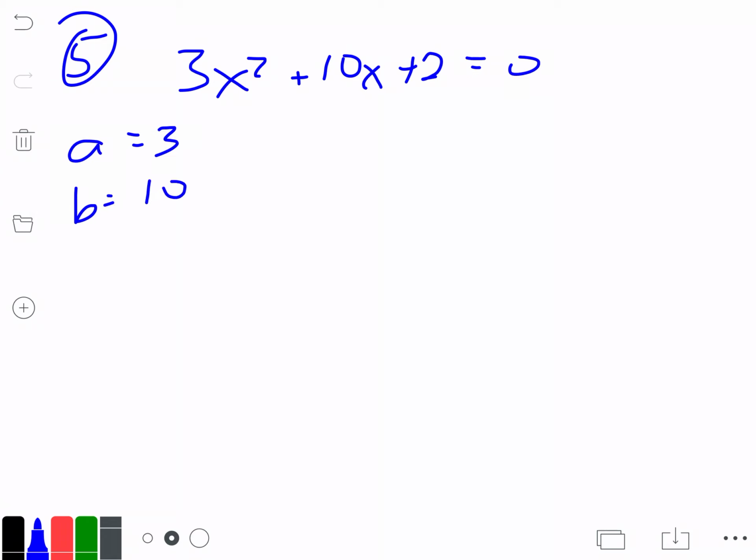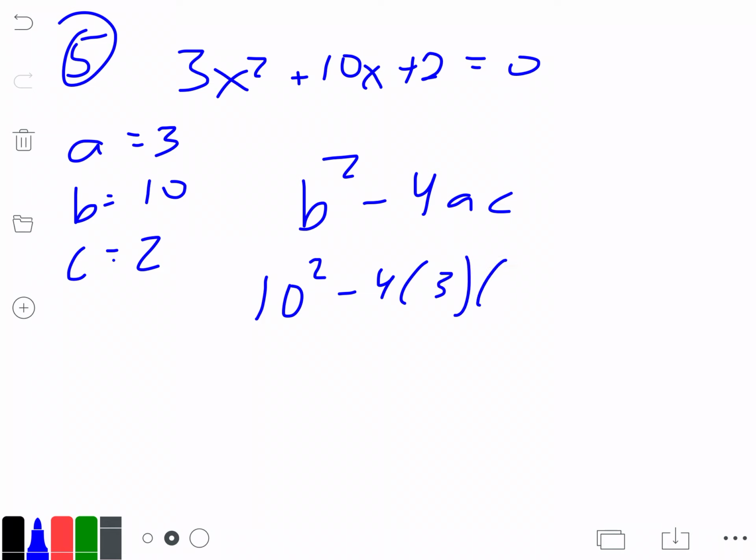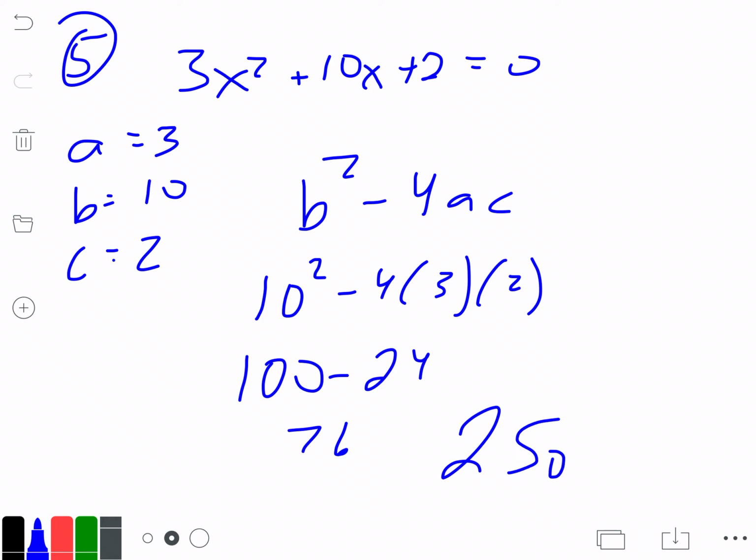Number 5. 3x² + 10x + 2 = 0. A is 3, b is 10, c is 2. So you're going to find your b² − 4ac. So 10 squared minus 4 times 3 times 2. You can already tell it's going to be a positive number, so there will be two solutions, but let's work it out. 100 minus 24, that is 76. It's greater than 0, so two solutions.